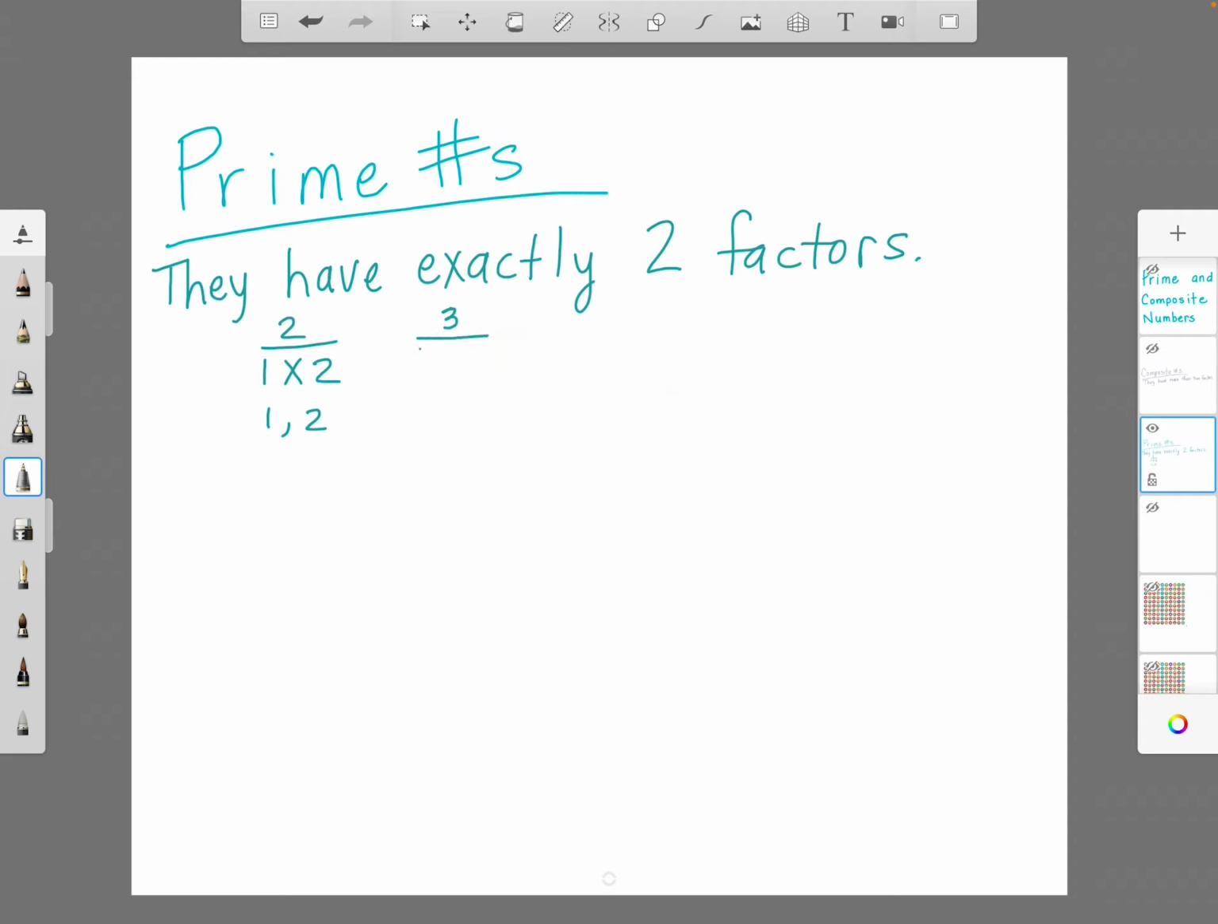The number 3 can be made only by taking 1 times 3. The factors are 1 and 3. It has exactly two factors. Therefore, it is a prime number. Our next prime number is 5. It can be made by 1 times 5. The factors are 1 and 5. Therefore, it is a prime number.